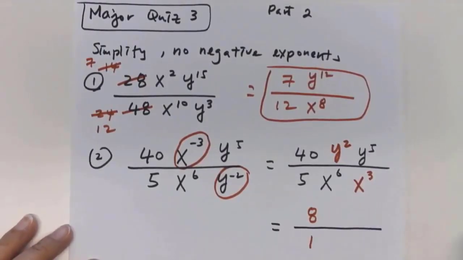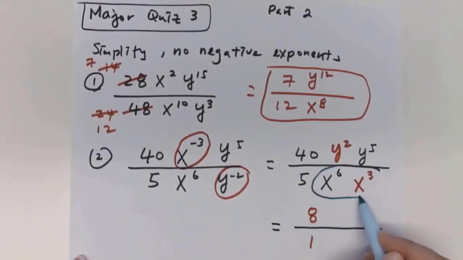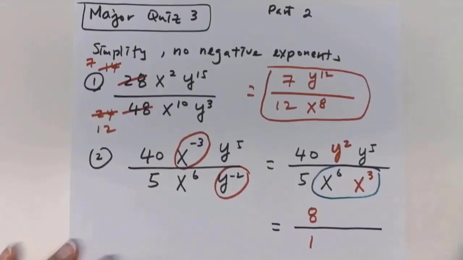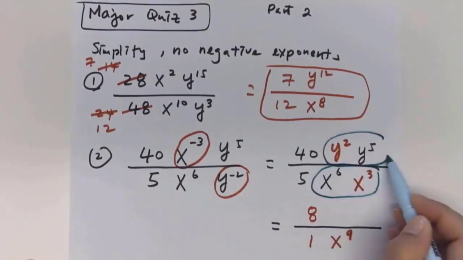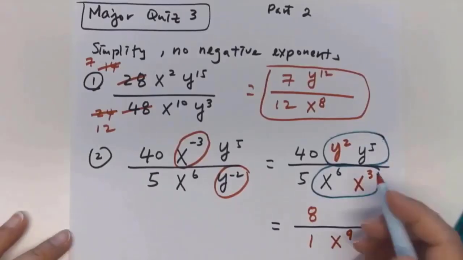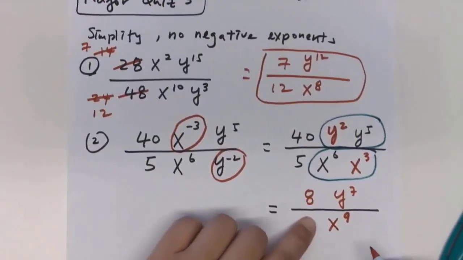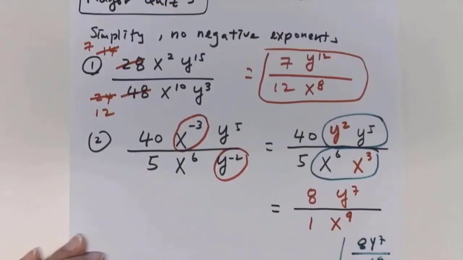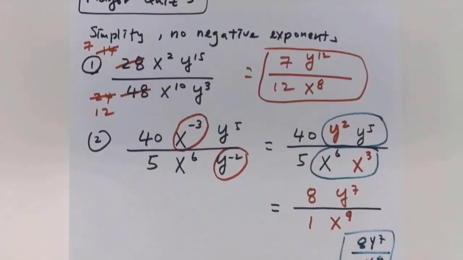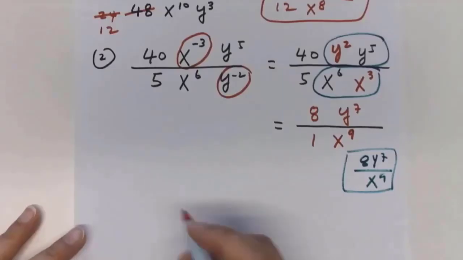And then we are going to end up with x to the what? 9. Same base multiplying, we add the exponents, right? x to the 9 at the bottom. And then on top we have y to the 7, because same base multiply, you add the exponents, right? Okay, so basically, if you don't write a 1, that's okay. That's the answer, right? Okay, any question for this one? We are going to move on to number 3.